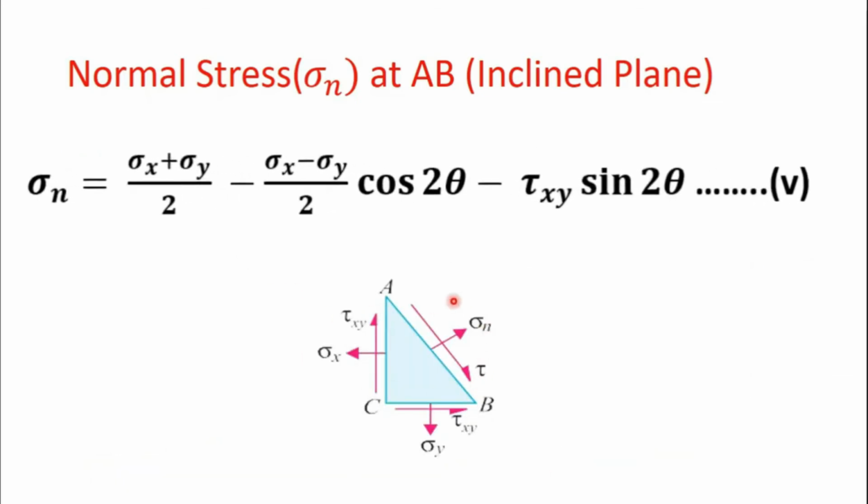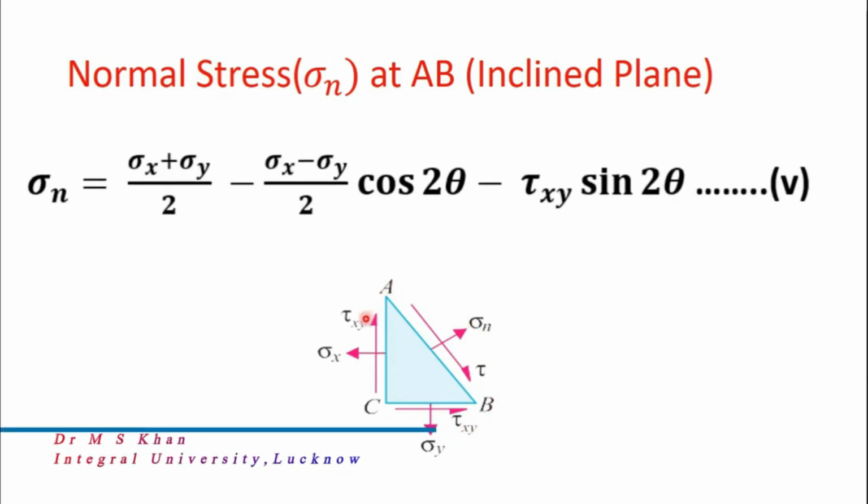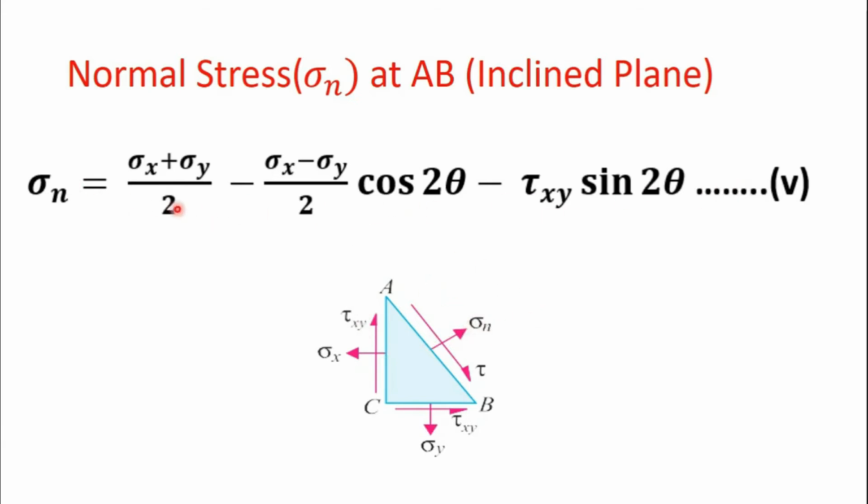So I have shown the triangle here, the elemental triangle which we are considering, and this is sigma n that we wanted to calculate, and this is the general equation of sigma n. You can see sigma n is dependent on sigma x, sigma y, tau xy and theta, that is the angle of the plane which we have taken.